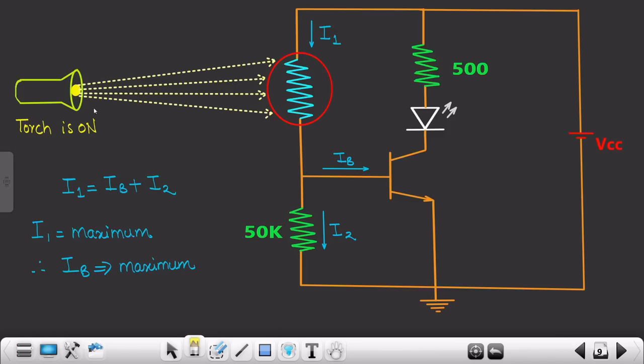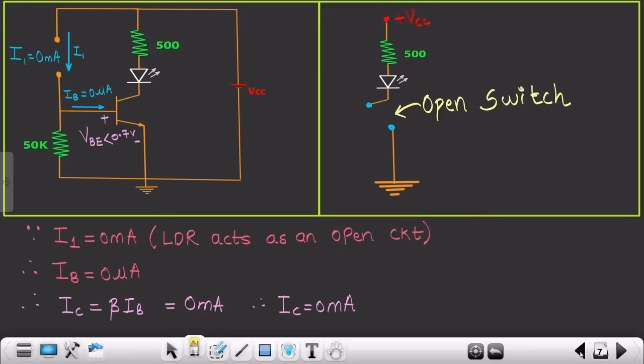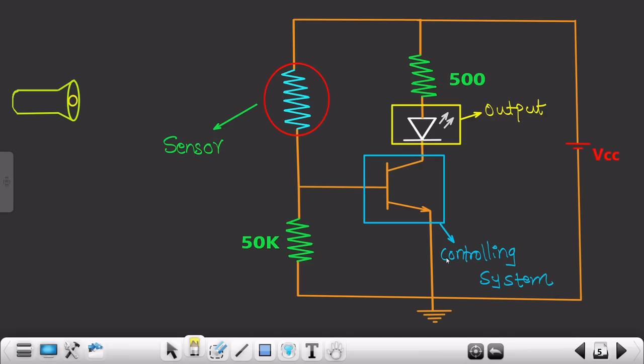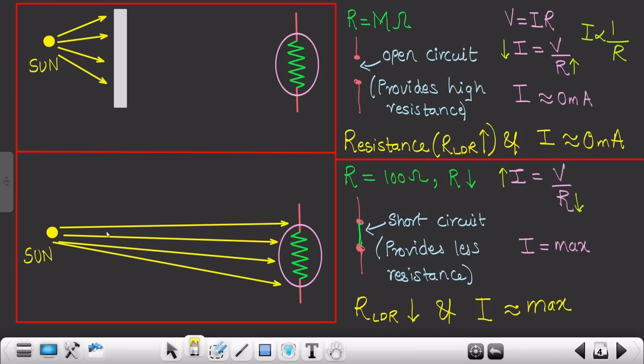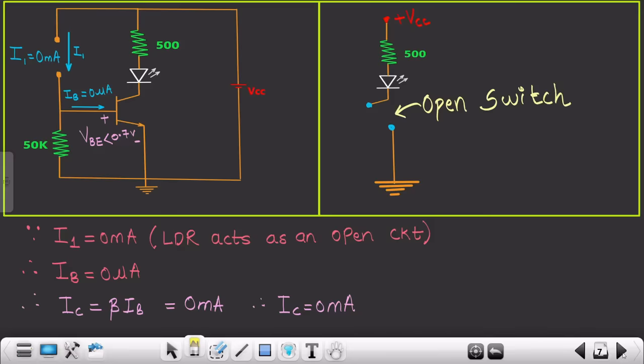Then moving to the second case, what we saw is, as soon as we switch on this particular torch, a few light rays get incident on this LDR sensor, and as we had seen in the previous case as well, as soon as the sunlight is incident on the LDR sensor, the current would be maximum. On the contrary, the resistance of the LDR sensor is going to decrease.